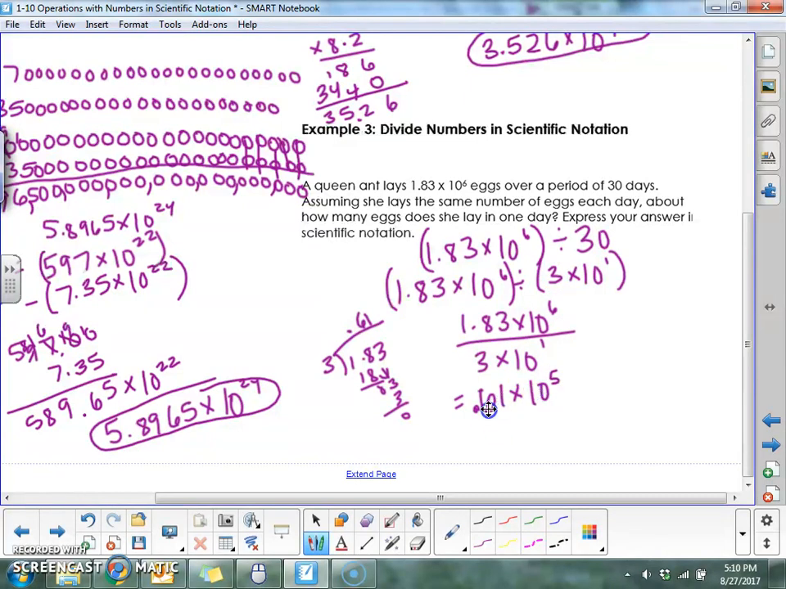And finally, this is not in scientific notation because it's less than 1, so I need to rewrite this. For this one, I'm adding a place value. I'm moving my decimal point to the right one, so I'm actually going to have to take away one of my powers of 10. Whenever you're adding a place value, you have to take away that place value from your powers of 10. So for this one, our answer is going to be 6.1 times 10 to the fourth. That's about how many eggs she would lay in one day.